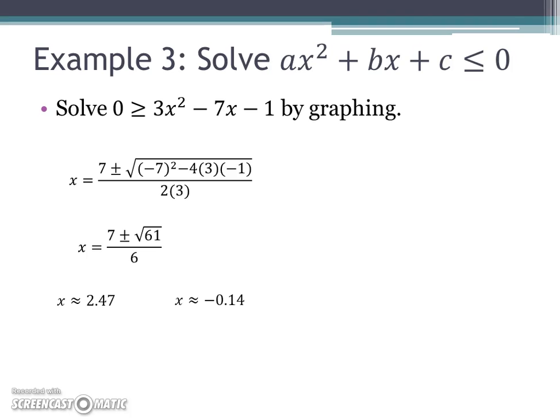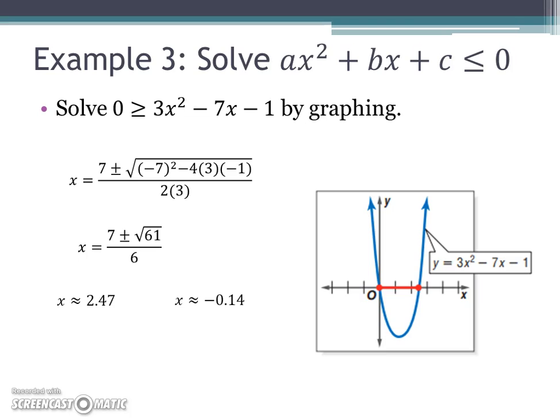We're going to sketch the graph of the parabola that has those x-intercepts. The graph should open up since a is greater than 0. The graph lies on and below the x-axis between negative 0.14 and 2.47. Therefore the solution set is the inequality negative 0.14 is less than or equal to x, which is less than or equal to 2.47.